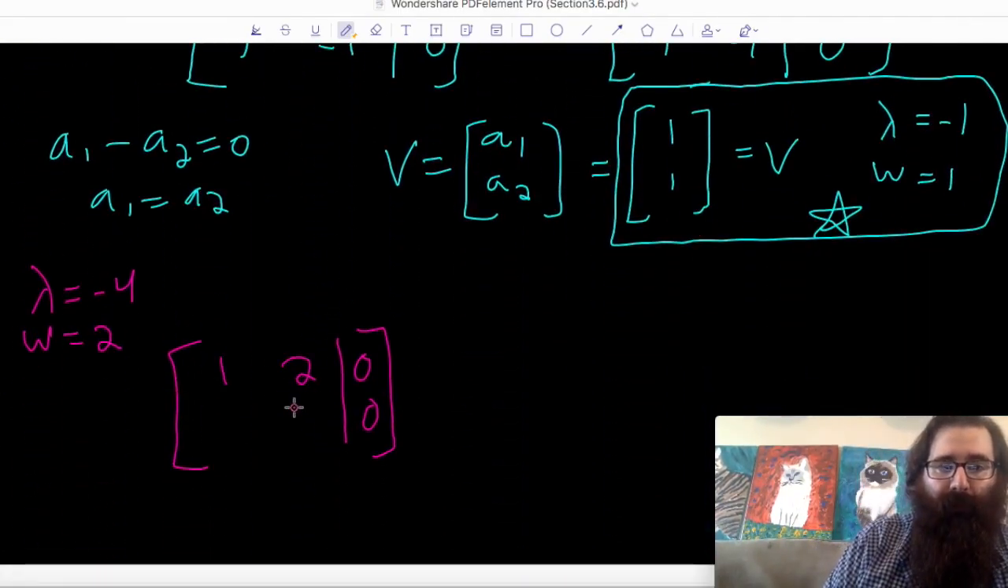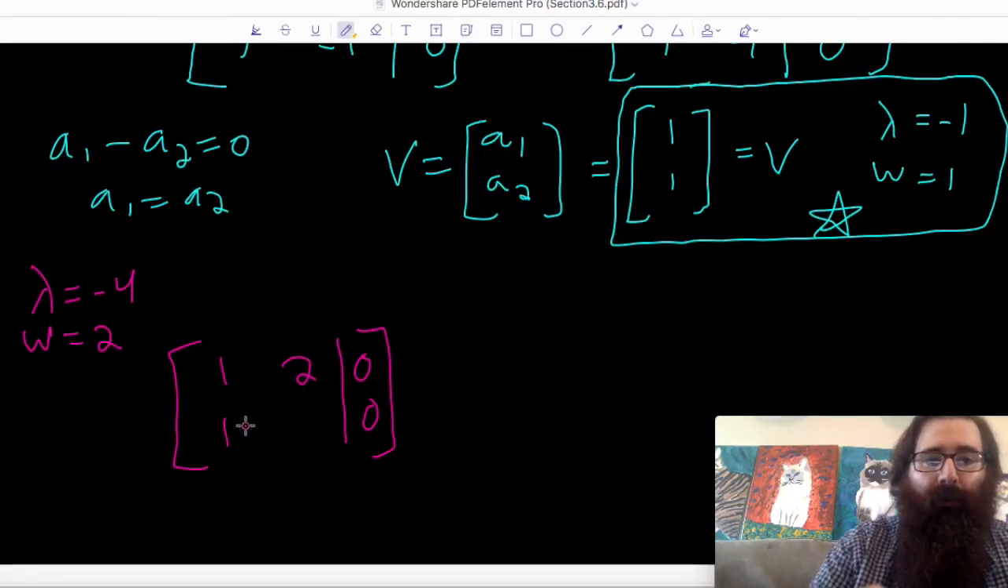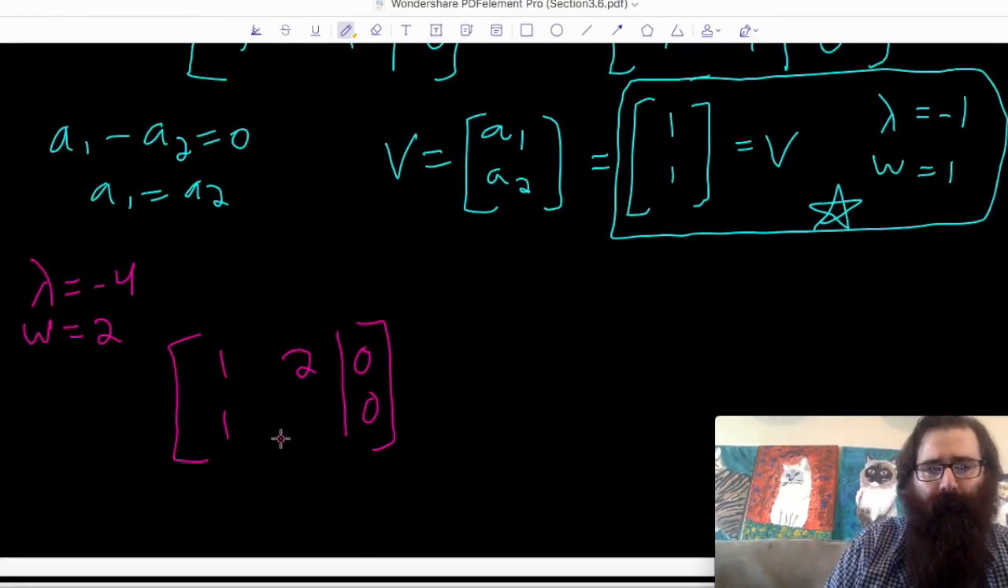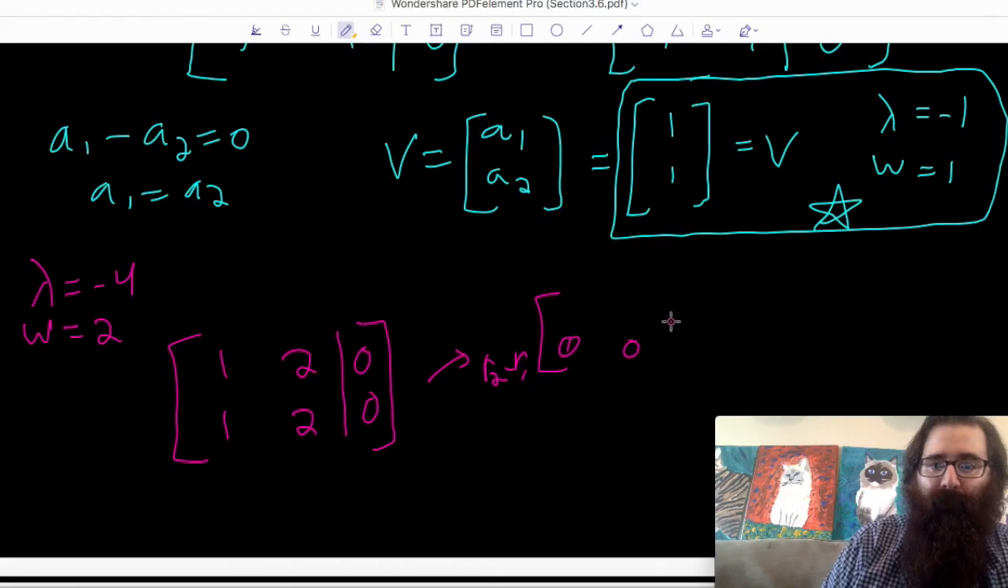And then 2 augmented with 0, and then we have 1 in the bottom row. And -2 minus -4, that's -2 plus 4, gives me 2. So I can see very directly that these rows are dependent. So I can remove one of the rows, say replace row 2 with row 2 minus row 1, gives me a row of all zeros. I'm left with this top row.